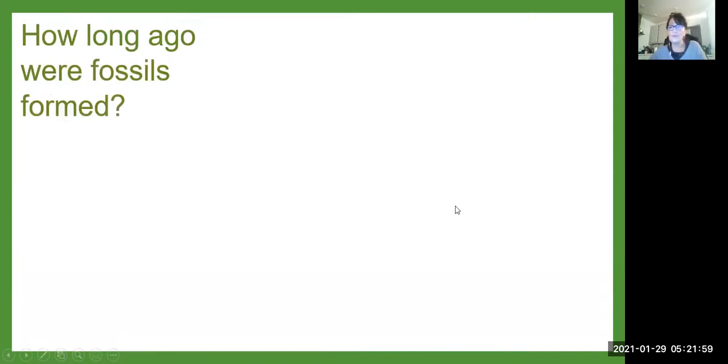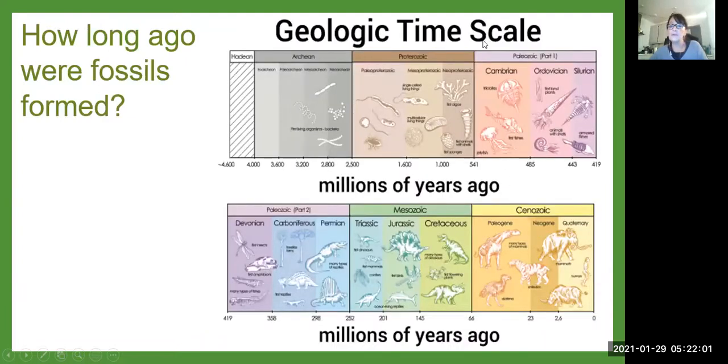How long ago were fossils formed? Now, we looked at the geologic time scale, and we have got different periods of history, and these are millions of years ago. So you can see which fossils formed in which period of history. Okay, so these are the dates. For example, this was over 4,600 million years ago.